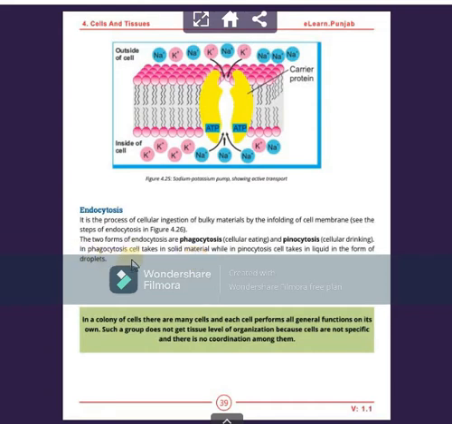In phagocytosis, the cell takes in solid material, while in pinocytosis, the cell takes in liquid in the form of droplets.